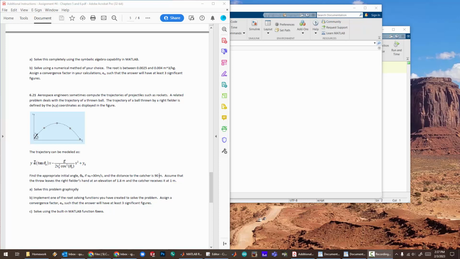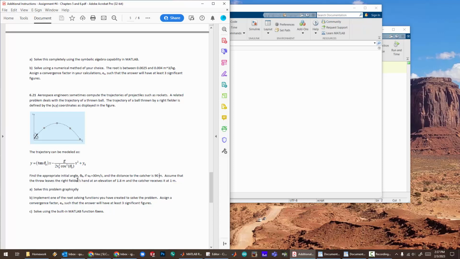Y is all this stuff. Now, theta naught, V naught, and Y naught are the initial conditions. Find the appropriate initial angle theta naught if V naught is 30 meters per second as it gets released from his hand, and the distance to the catcher is 90 meters. Assume the throw leaves the right fielder's hand at an elevation of 1.8 meters and the catcher receives it at 1 meter. There's a lot going on there, so let's think about it for a second.